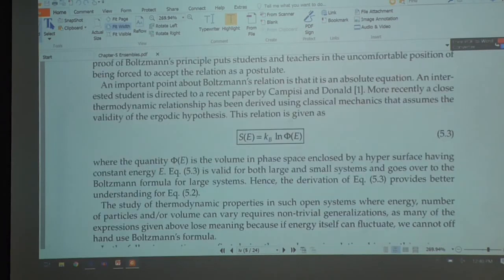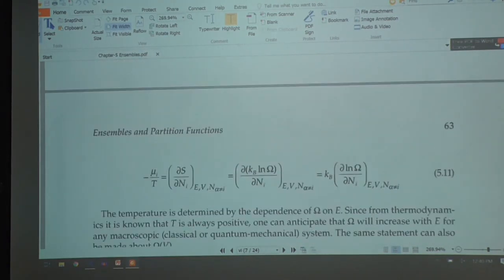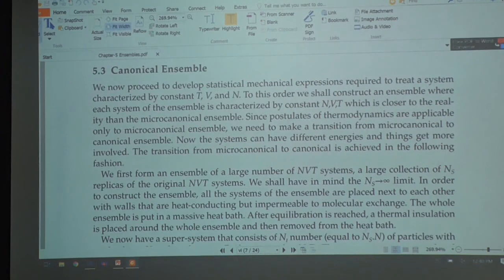Okay. So now we are done with that. So we go to the canonical ensemble.